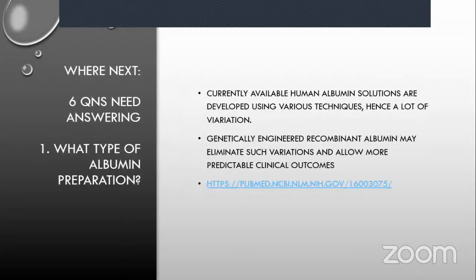So where next? 6 questions need answering. 1, what type of albumin preparation should someone use? So currently, available human albumin solutions are developed using various techniques. Hence, there's a lot of variation. You'll find that the acetylation, the cysteine, the additional amino acids vary, and then this will affect the properties of albumin. Maybe even the studies were affected by this. So what is happening? Genetically engineered recombinant albumin may eliminate such variations. So if you're looking for albumin, if you can have one of these albumins, maybe you'll get better results.